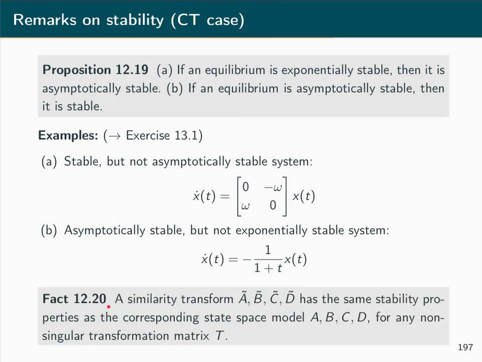Fact 12.20 states that also for the continuous time case, a similarity transform has the same stability properties as the corresponding state space model, and that's for any non-singular transformation matrix T. The proof of this fact is again analogous to the discrete time case, which we have proved in fact 12.10.